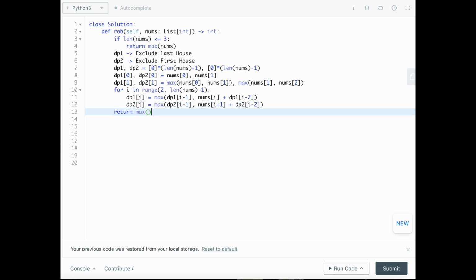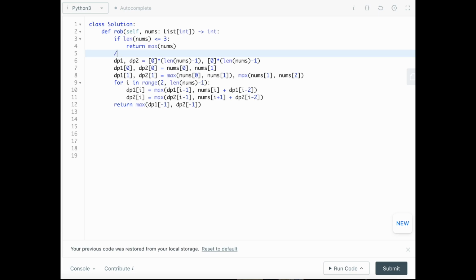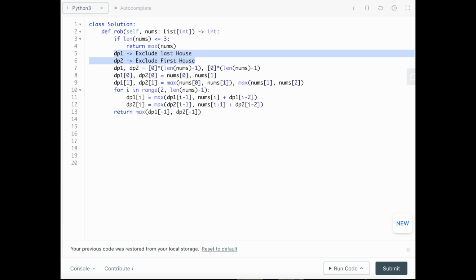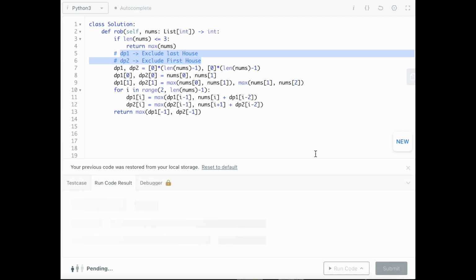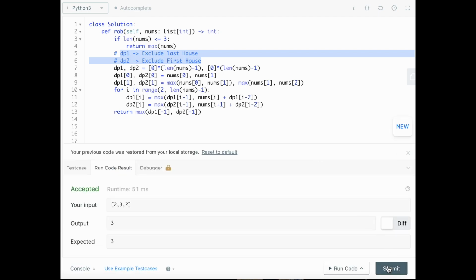Return max of dp1 of minus 1, the last one, and dp2 of minus 1. So yeah, let's comment out this one. Let's quickly run the code. Let's submit it as well.